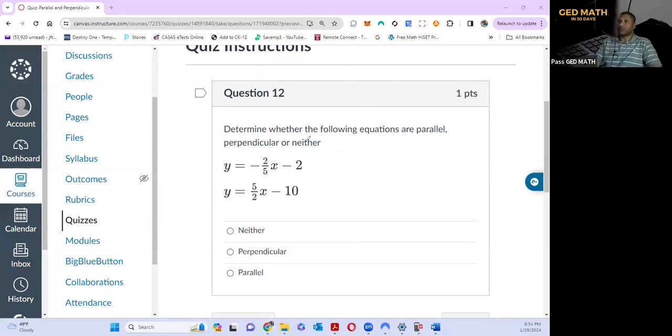Like right here. Determine whether the following equations are parallel, perpendicular, or neither. Okay, slope is -2/5. Slope is 5/2. Okay, the slope of a perpendicular to this line will be +5 over 2. Okay, perpendicular.